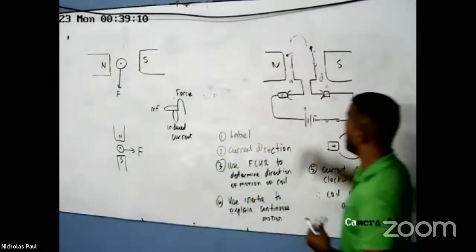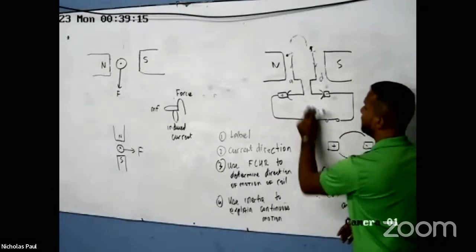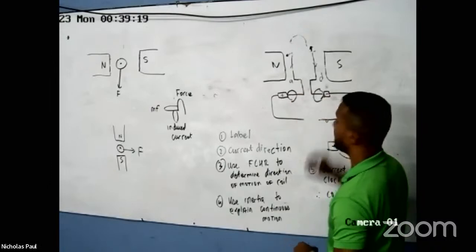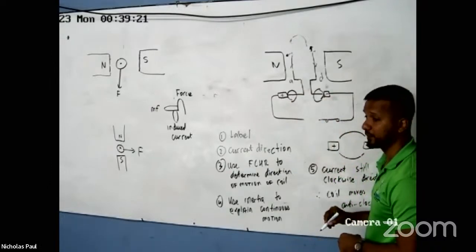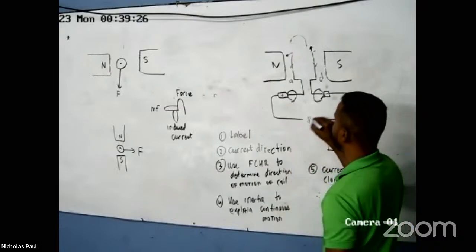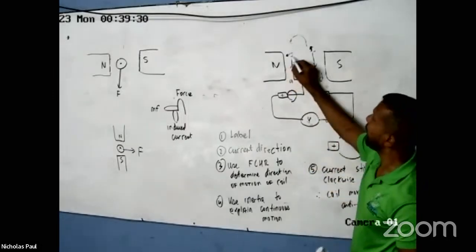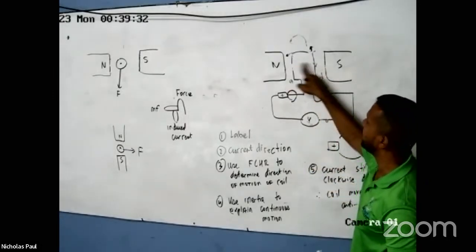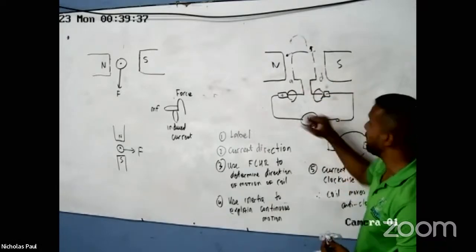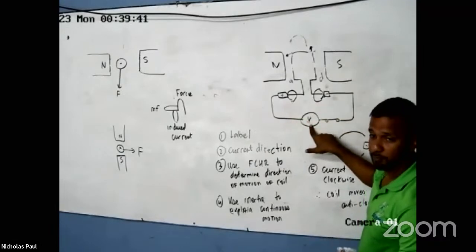By the way, a generator is the same thing except for what? No supply, and it has slip rings. There's no supply, you have a voltmeter here. So it's very similar. All you're doing is applying a force and you'll obtain a current. Looks the same. You have slip rings and you have a voltmeter here.